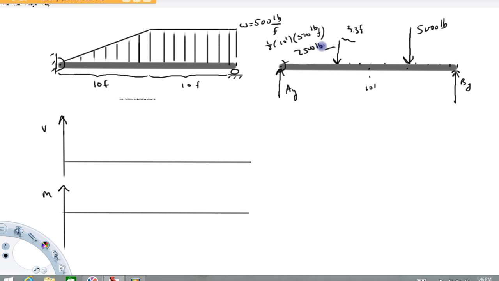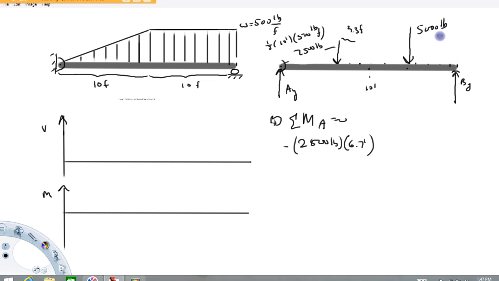Now we'll go ahead and get the reactions. I can do that by summing moments. I'll start with about A. Sum of all moments about A equals 0. So what we're going to have here is this 2,500 pound force. By the way, I'm going to do counterclockwise positive, which is going to make this moment negative. And that's going to be times this distance, which is about 6.7 feet.